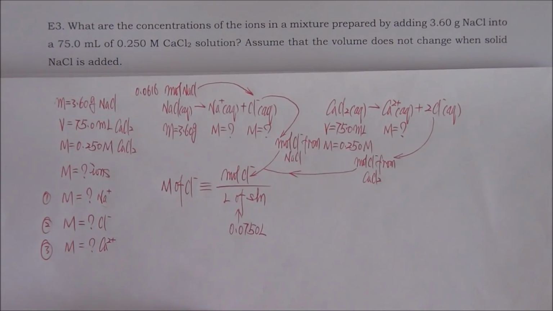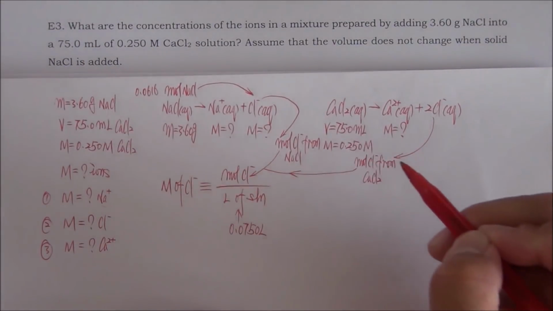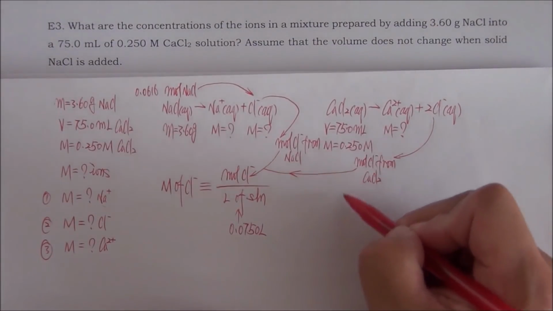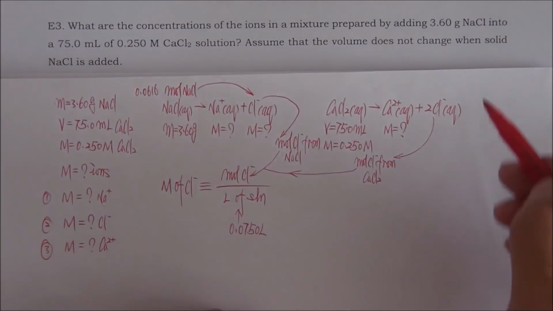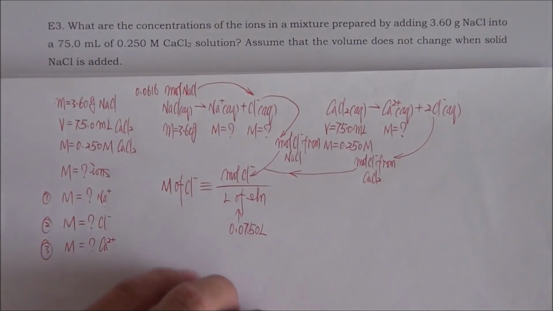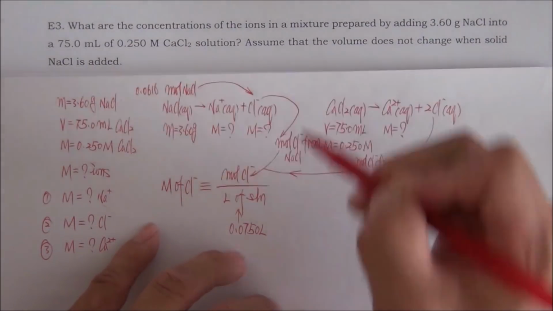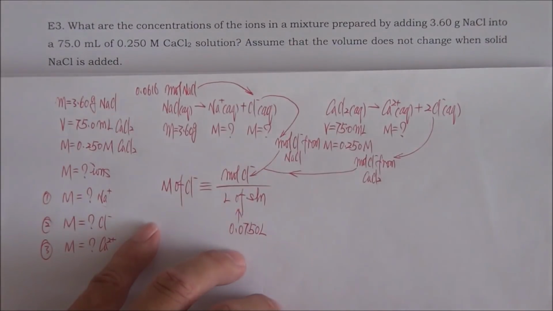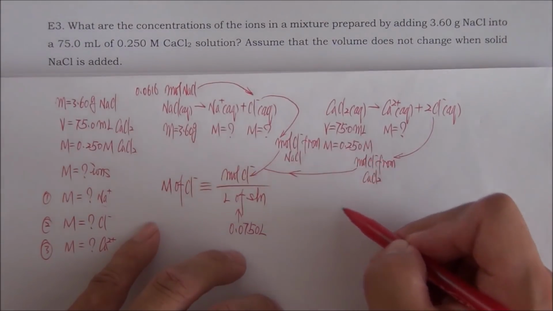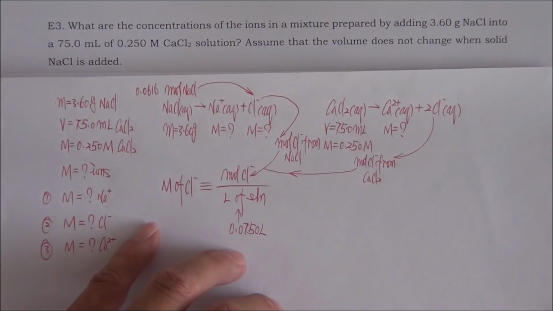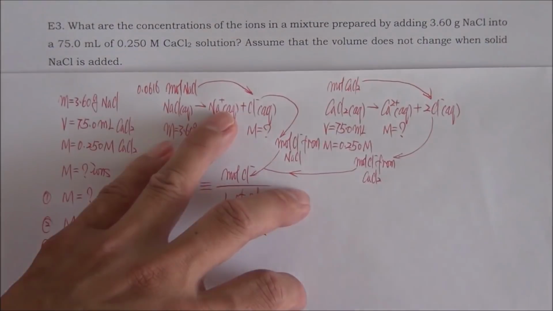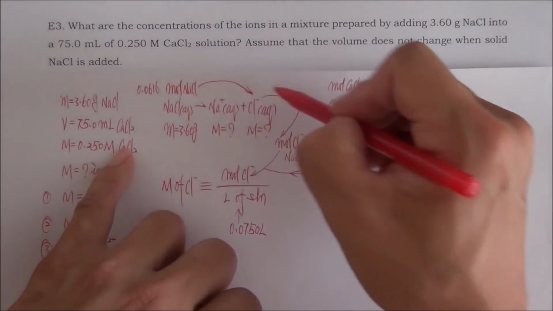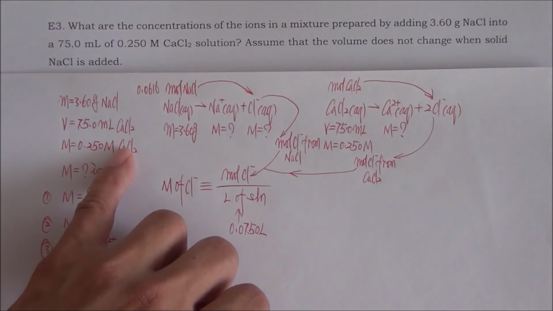Then let's see if we can calculate the moles of the chloride ion from the calcium chloride solution. From the balanced chemical equation, if we know the moles of the calcium chloride, we can calculate the moles of the chloride ion from the calcium chloride by using stoichiometry calculation. Remember, these two arrows are just one step.